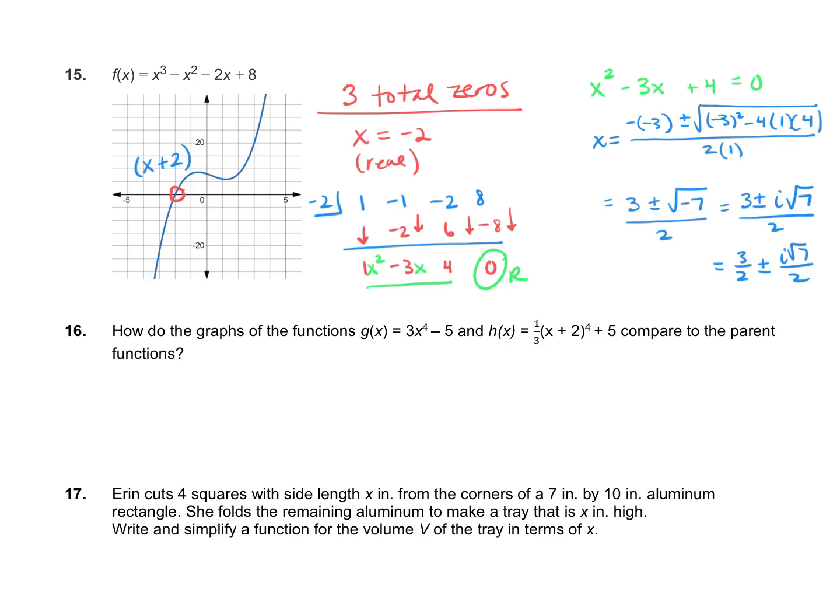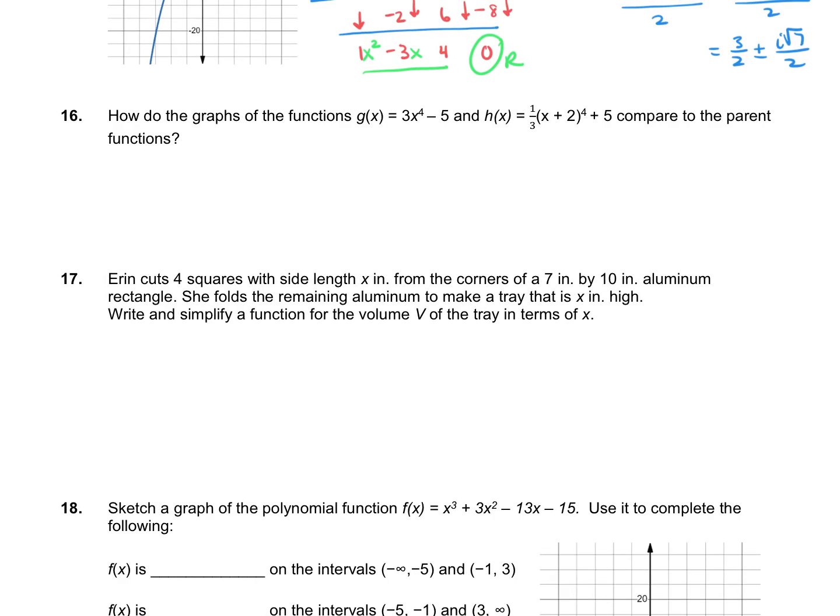But if we look back at our problem, those are the other zeros. Maybe I'll do 3/2 plus or minus i root 7 over 2. So 3/2 plus i root 7 over 2 is a complex zero, and 3/2 minus i root 7 over 2 is the other one. So these are the complex ones. We have one real, two complex, giving us a total of 3.